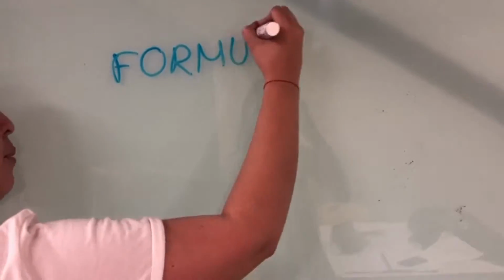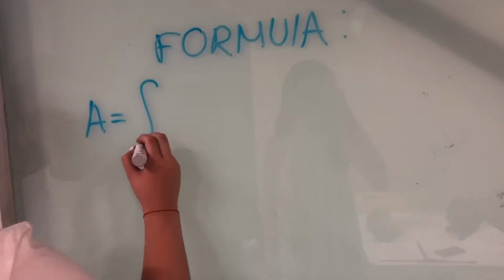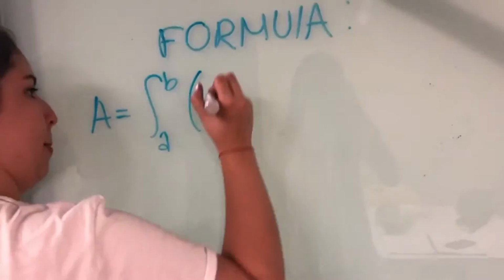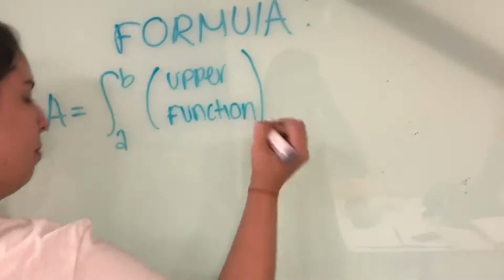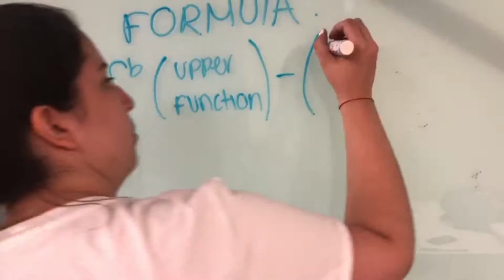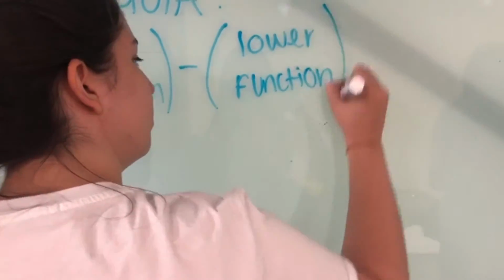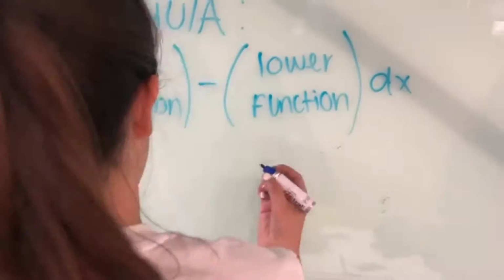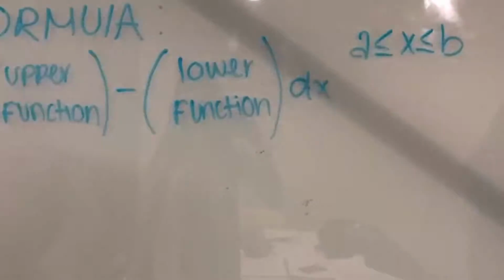So, the first formula is going to be used if the graph is with respect to the x-axis. In this one, we will need to subtract the lower function from the upper function. And we will be using the limits of integration that are obtained once both functions are equalized. Remember that a needs to be smaller than b.